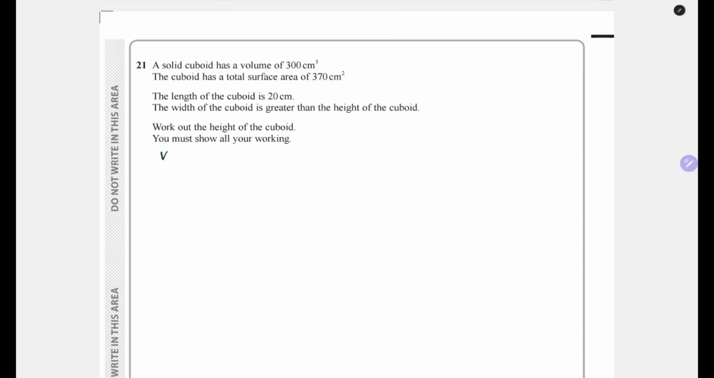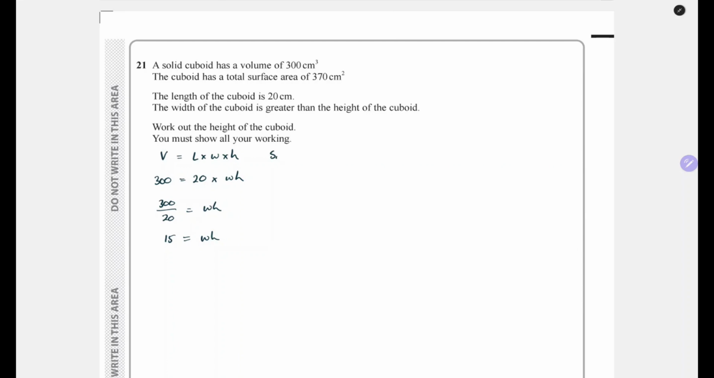We know that the volume of a cuboid is the length multiplied by the width multiplied by the height. Well, they've told us that the volume is 300 centimeters cubed. We know that the length is 20. We just don't know W or H, so we'll leave it as that. And so rearranging the equation, that becomes 300 over 20 is equal to W multiplied by H. And that becomes 15, which is equal to W multiplied by H.